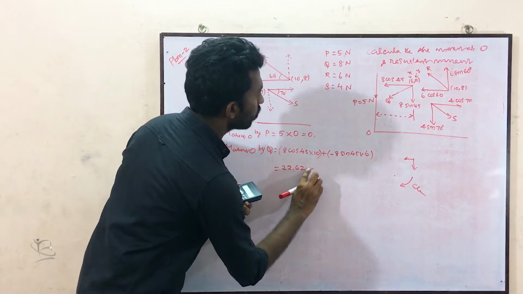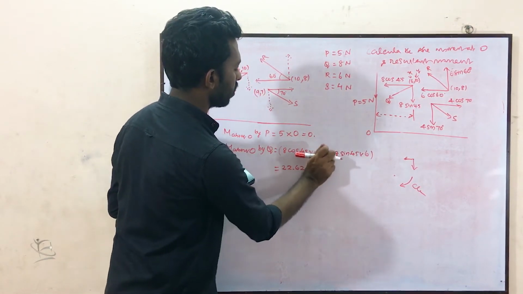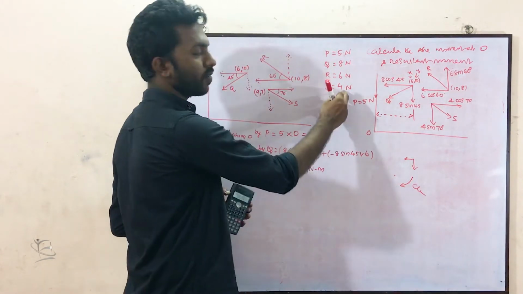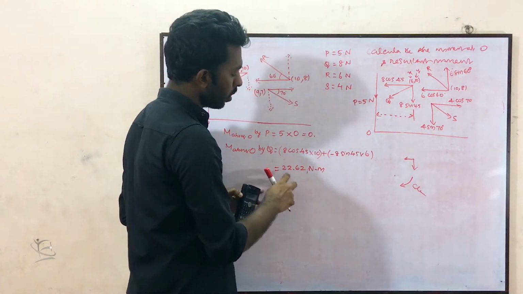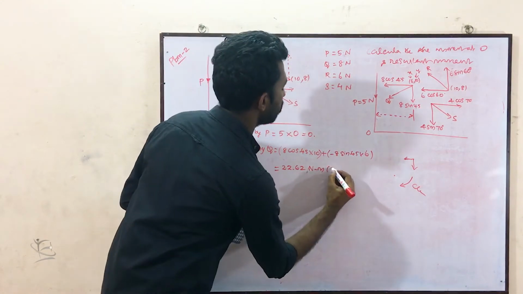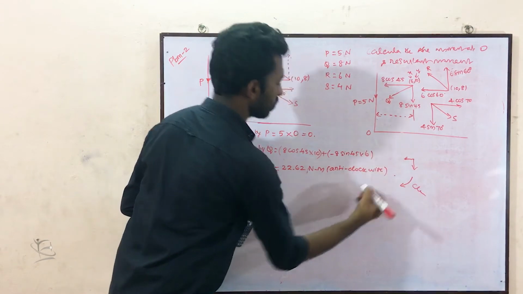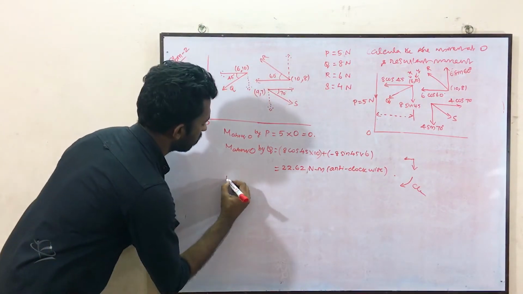22.62. Already the unit is force into distance, right? We know that it is Newton meter. If it is given in kilometer, then kilonewton meter. Now this is positive. Positive means in the bracket you have to write anti-clockwise. Clear? Now the third one.